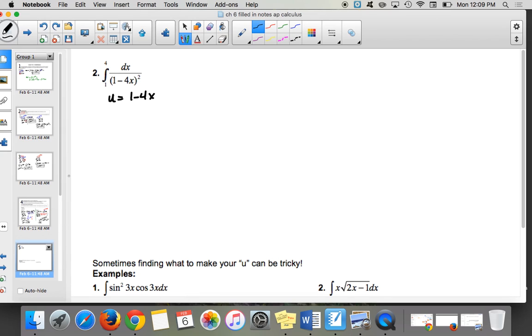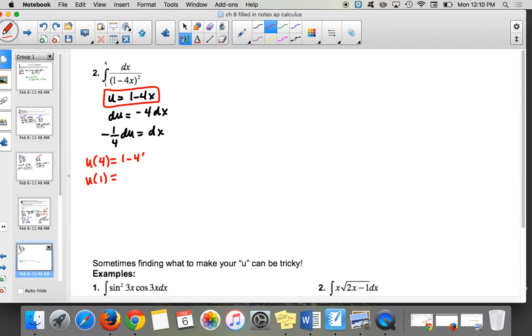So we have 1 minus 4x as our u. So then du is going to be negative 4 dx. So we have negative 1/4 du equals dx. And then we want to know our u values as well. So we want to find u of 4 and u of 1. So we plug into here. So u of 4 is going to be 1 minus 4 times 4, which is negative 15. And u of 1 is going to be 1 minus 4 times 1, which is negative 3.